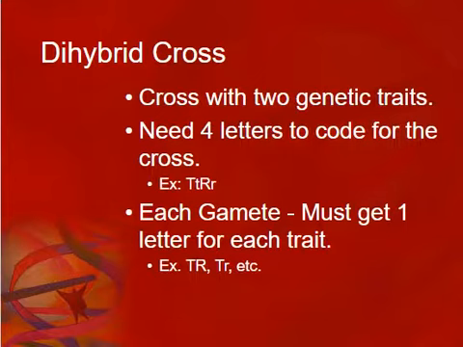A dihybrid cross, you've done these before. These are bigger Punnett squares. These are the 16 boxes where you're going to do a Punnett square with 2 genetic traits. We're going to spend some time with these this week and next. You're going to need 4 letters to code for the cross. Each gamete has to get 1 letter for each trait. So notice we don't have TT and RR here. We have TR, TR.